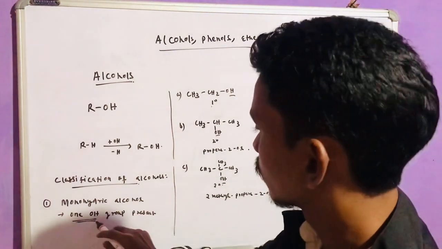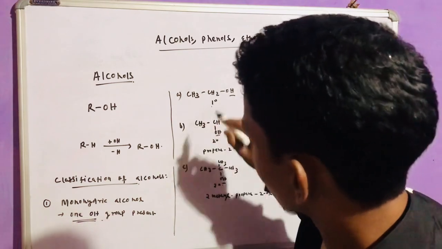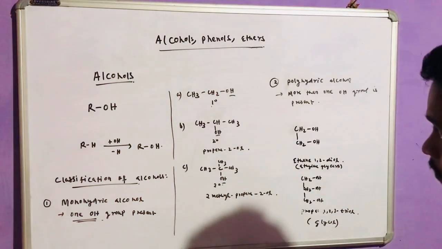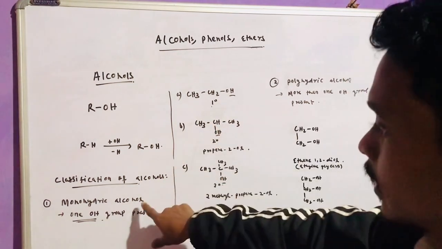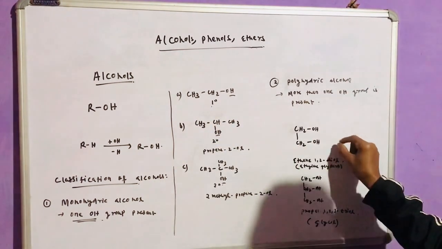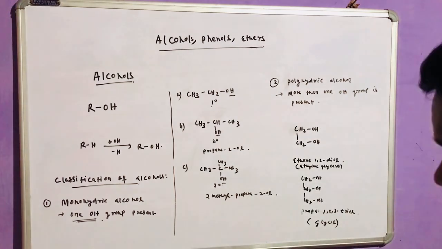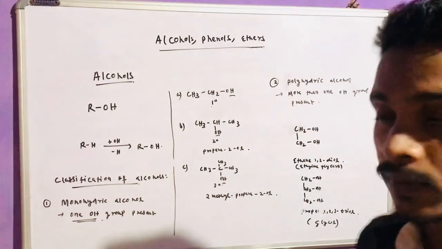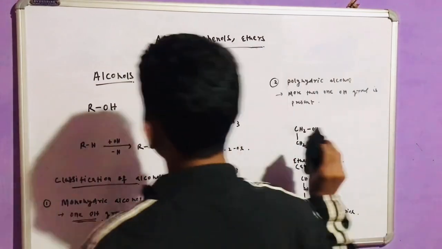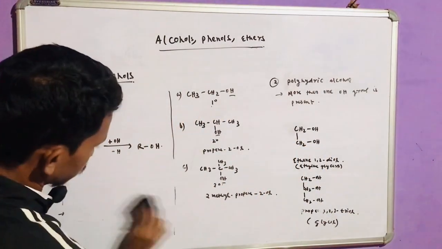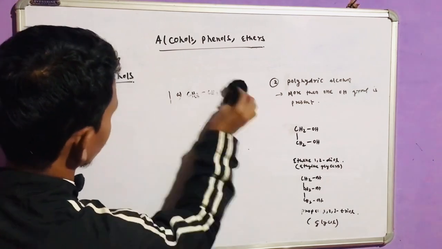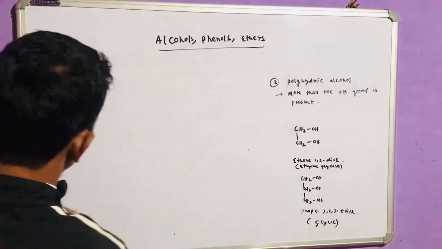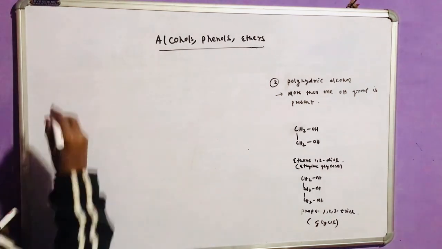If one OH group is attached, then that is called monohydric alcohols. If two or more OH groups are attached, then that is called polyhydric alcohols. So another way we can do the classification of alcohols.